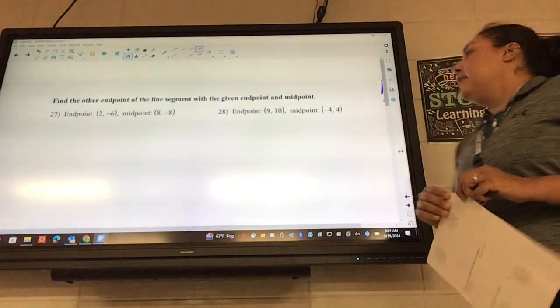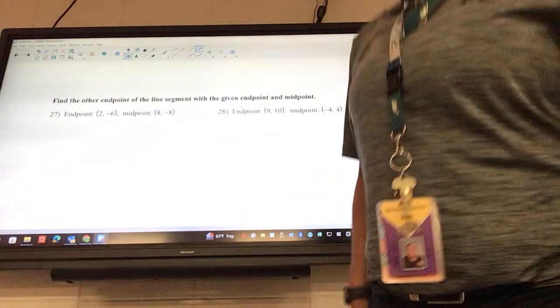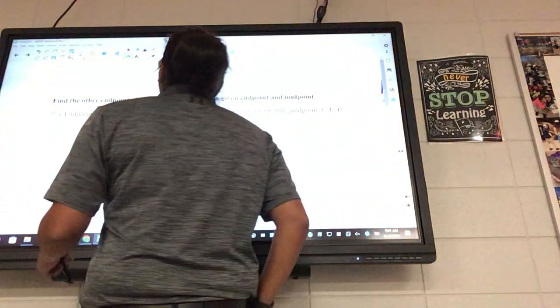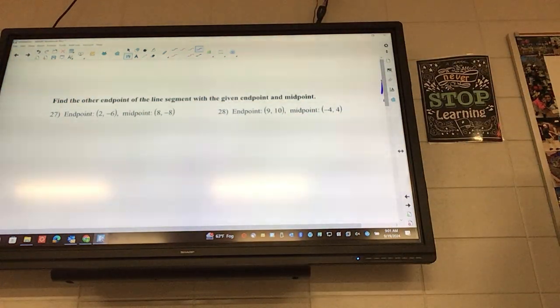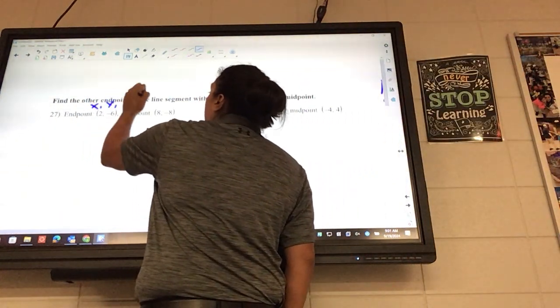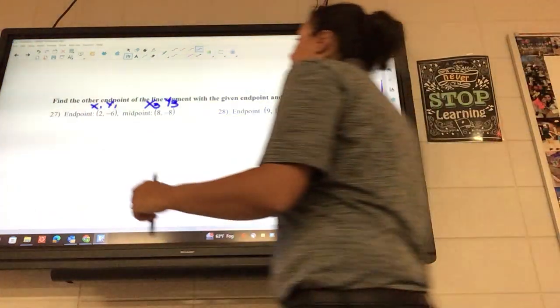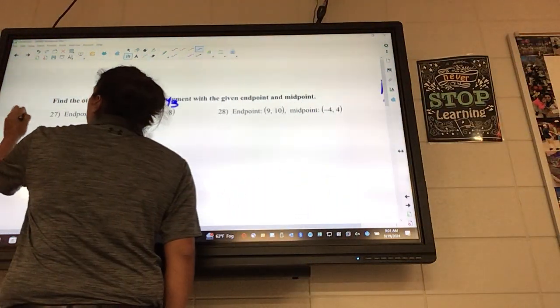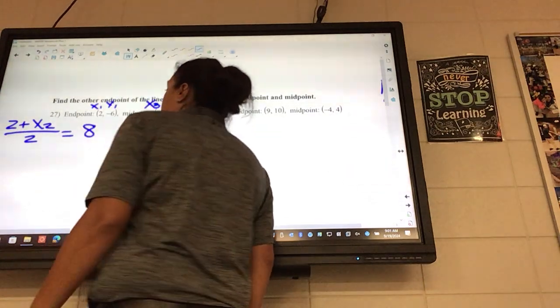Okay, find the given endpoint. So we're going to use this formula, the one that has x1 plus x2 equals x3. Okay, so which one of these is the x3 though? Is it an endpoint or a midpoint? It is going to be the midpoint. So this is going to go x1, y1, x3, y3. Okay, and then from there it's a matter of plugging it in. So it's going to look like 2 plus x2 over 2 equals my x3, which is 8.